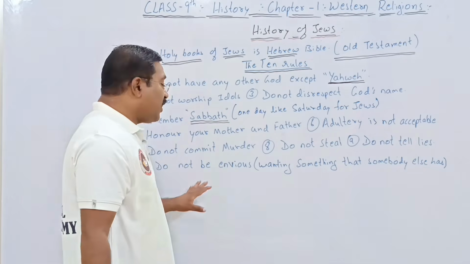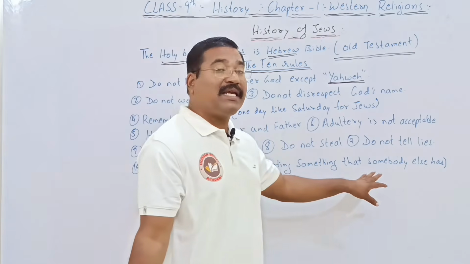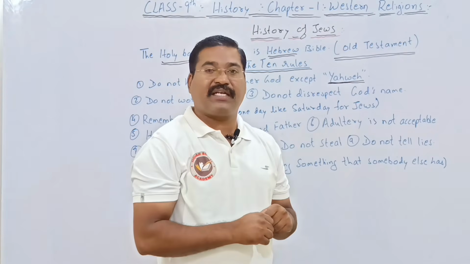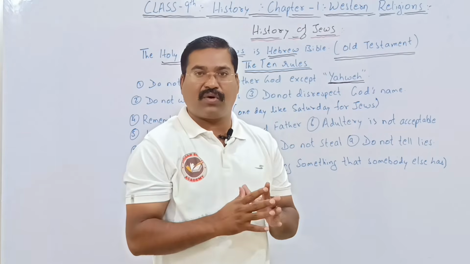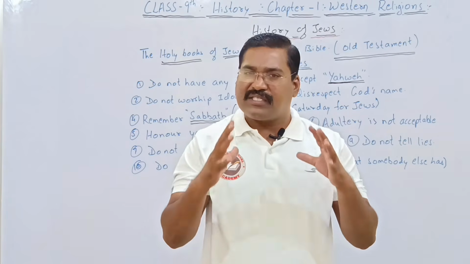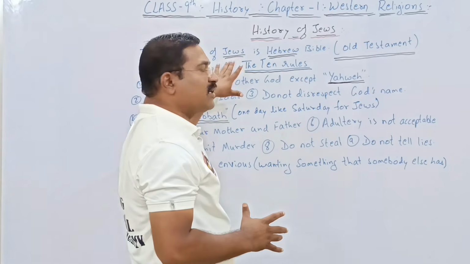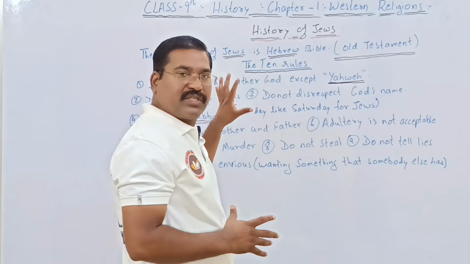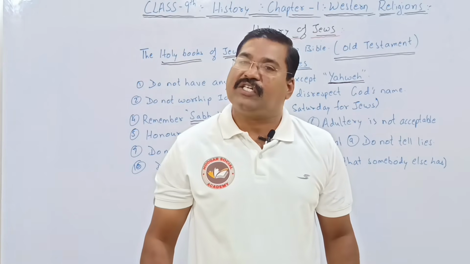And the other rule: do not be envious, which means wanting something that somebody else has. For example, you went to somebody's house and saw a fridge and started demanding the same from your parents. Such things should not happen. Whatever you have, you should remain happy with it. So these are the 10 rules we see in the Hebrew Bible, the 10 rules of the Jews. All of these are related to the topic called Judaism.